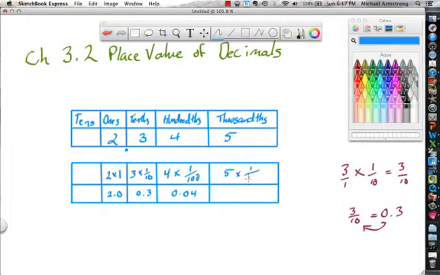5 times 1/1,000th is 5 thousandths, like that. 0.005. This is what the value is. This is what they're equal to. So this 5 is not 5 ones, it's not 5 pizzas, it's 5 thousandths, which is a very small little bit of something. It looks like this, 0.005. And if you add these all together, it adds up.